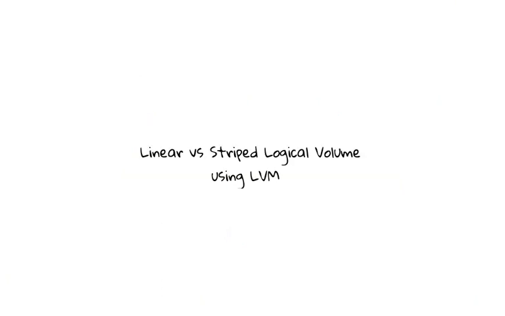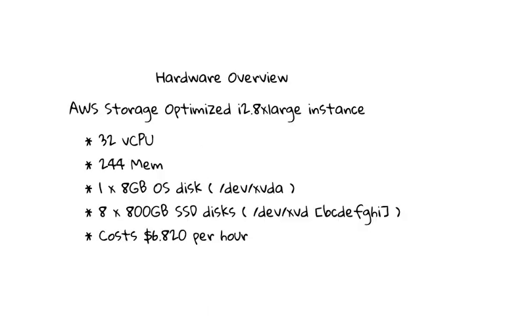In this episode, I wanted to look at the performance characteristics between linear and striped logical volumes using LVM. We will examine what is happening behind the scenes, along with some preliminary benchmarks, using an AWS i2.8xlarge instance with 8 800 GB SSD disks, 244 gigs of RAM, and 32 virtual cores.